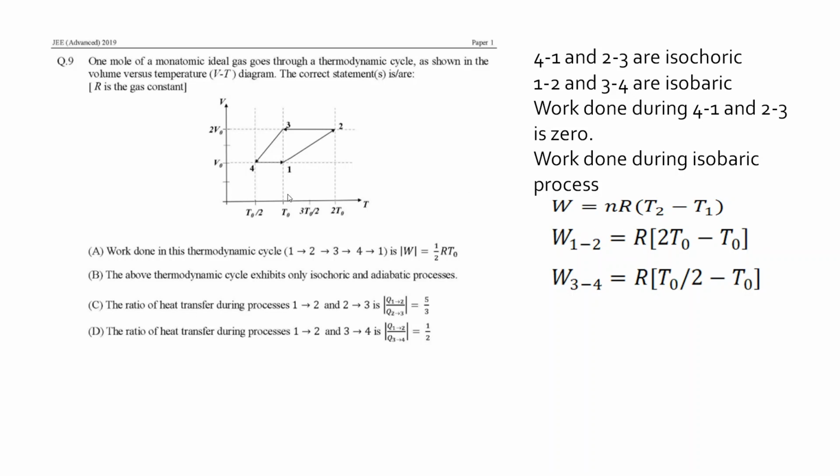You can see here in the process 1 to 2 that V naught changes to 2 V naught. That is, the volume of the system increases. That means the system is doing the work. So we get a positive work done here.